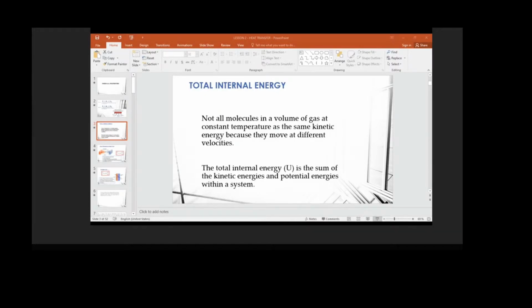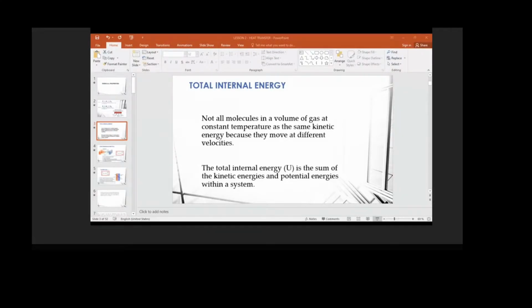All right, so what we're going to first look at is the concept of total internal energy. In terms of gases, not all molecules in a specific volume of gas at constant temperature have the same kinetic energy, because these particles of gases move with different velocities, so their kinetic energy will not be the same. So to find the total internal energy, it's basically the sum of all individual kinetic energy and potential energy within the system, or within the container that has that specific amount of gas.